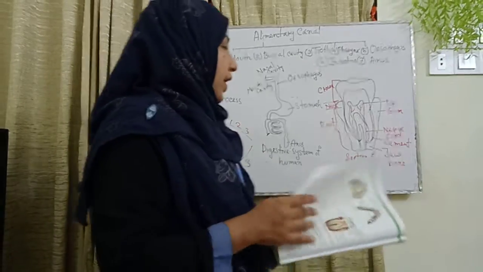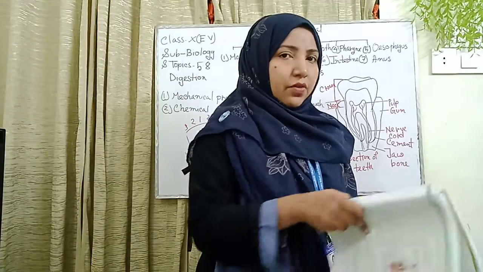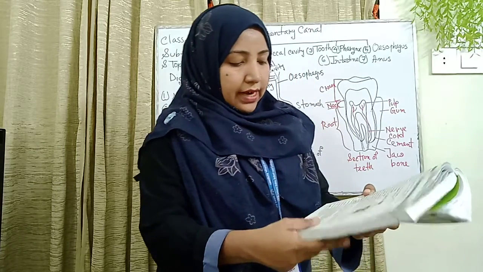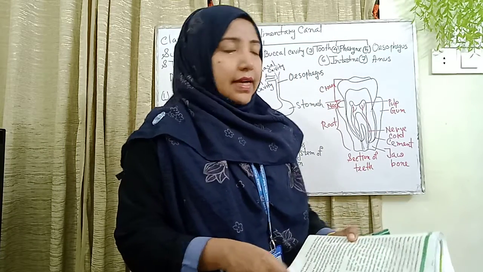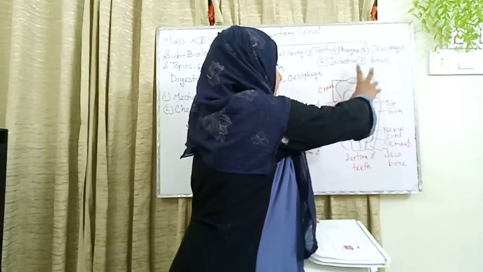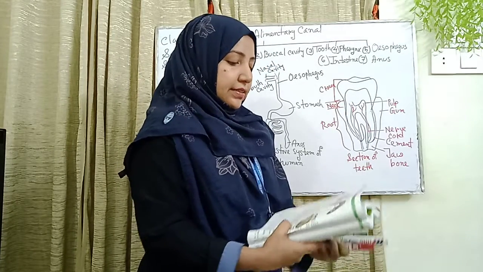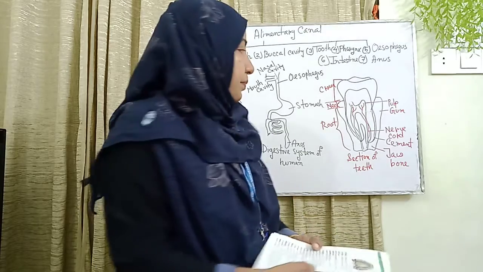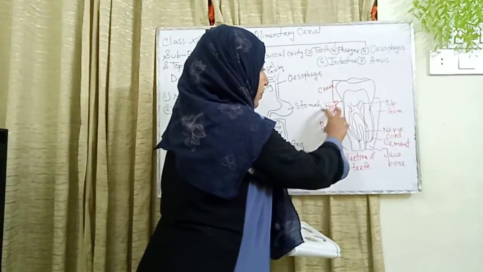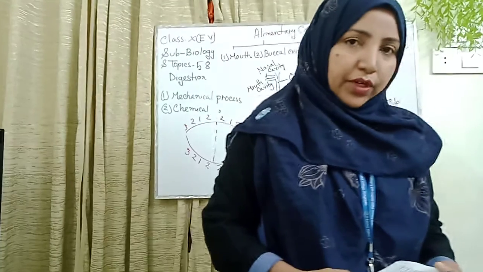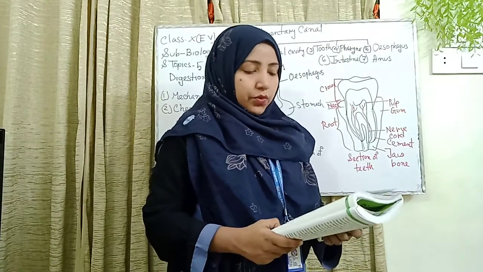What is the crown? The crown is the part of the tooth above the gum, the outer part of the tooth. Second is the root, the inner part below the gum. And the neck is the part of the tooth between the crown and the root.